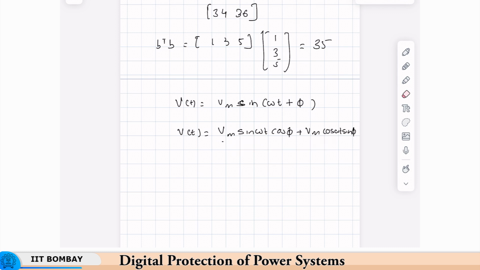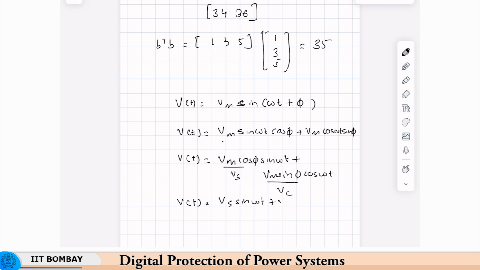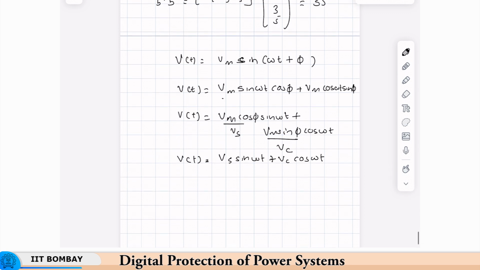Let us write it for convenience sake as follows. This we call Vs and this we call Vc. The term associated with sin omega t we call Vs, and the term associated with cos omega t we call Vc, which is what we have to estimate, Vs and Vc. So, Vt is equal to Vs sin omega t plus Vc cos omega t. Now, to estimate Vs, we need to get rid of this term.